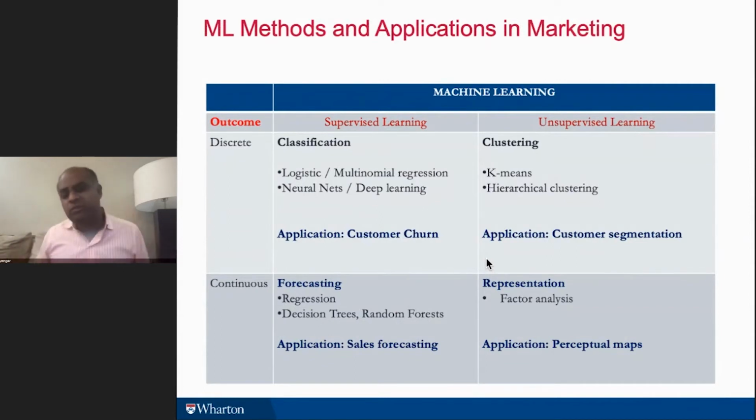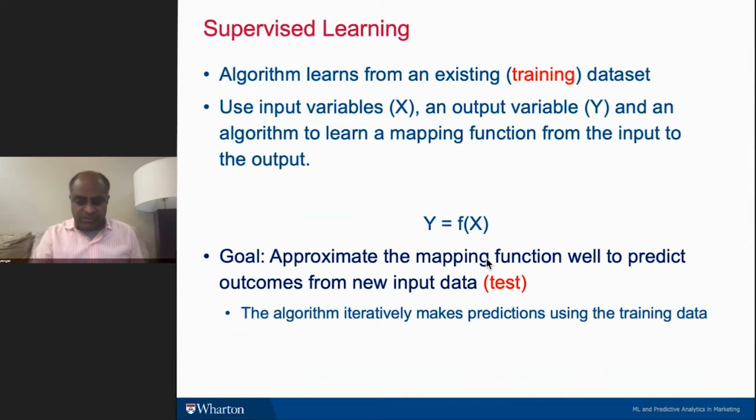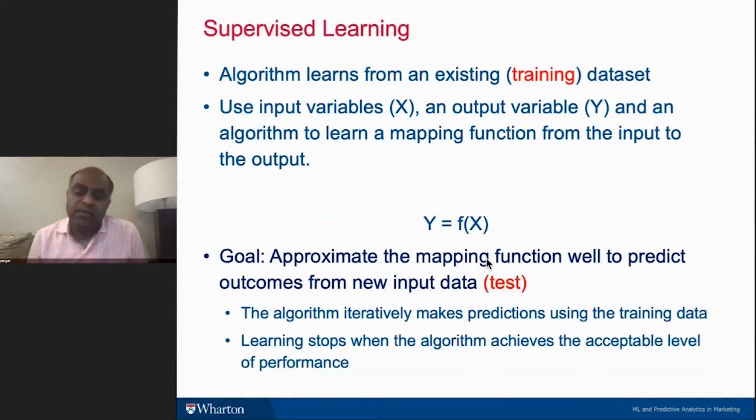Let me quickly give you some examples and then focus on one particular example. So supervised learning, let me just lay this out because I'm literally summarizing what I just said: in supervised learning, there's a Y, an output variable. There are a bunch of X variables, the input variables.